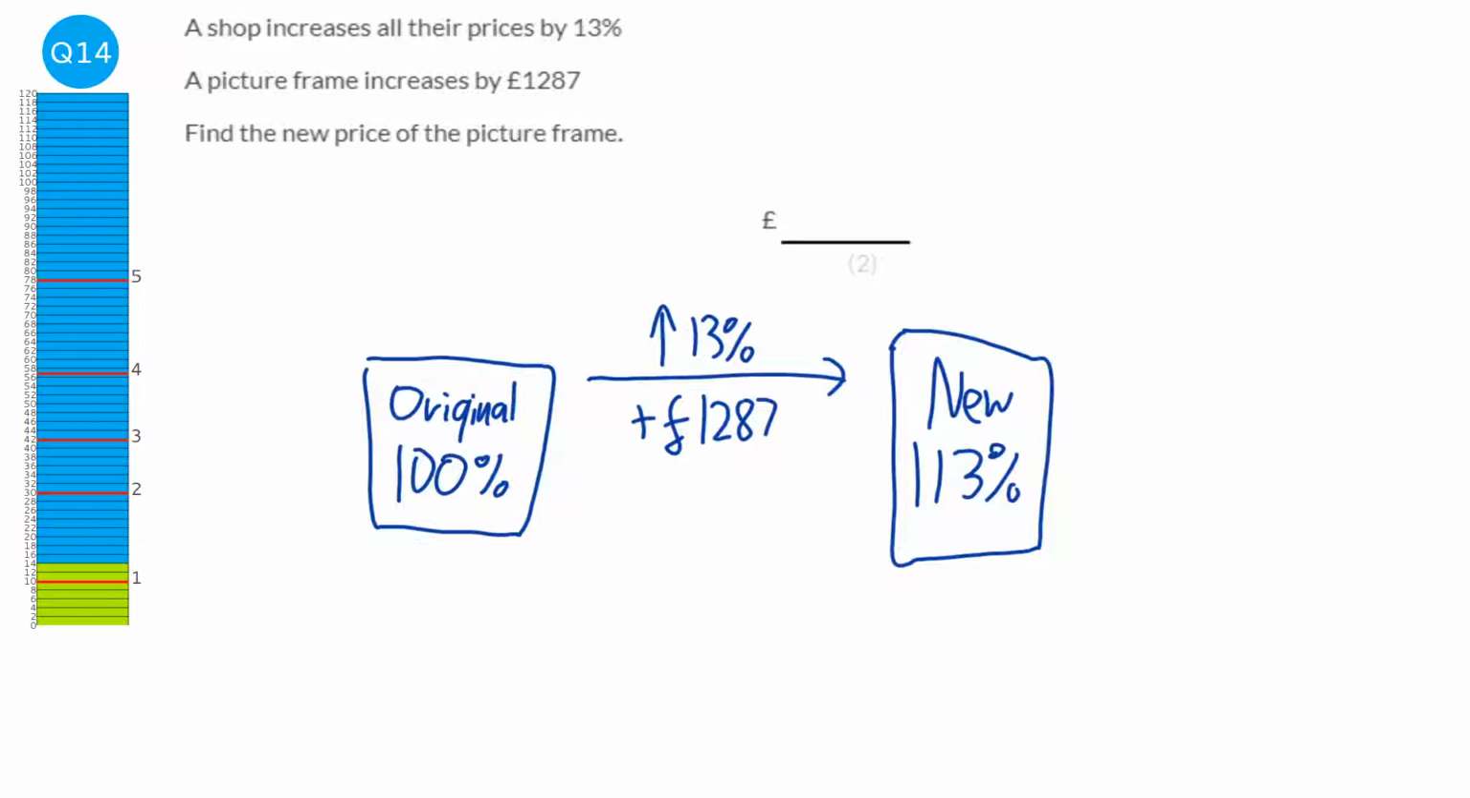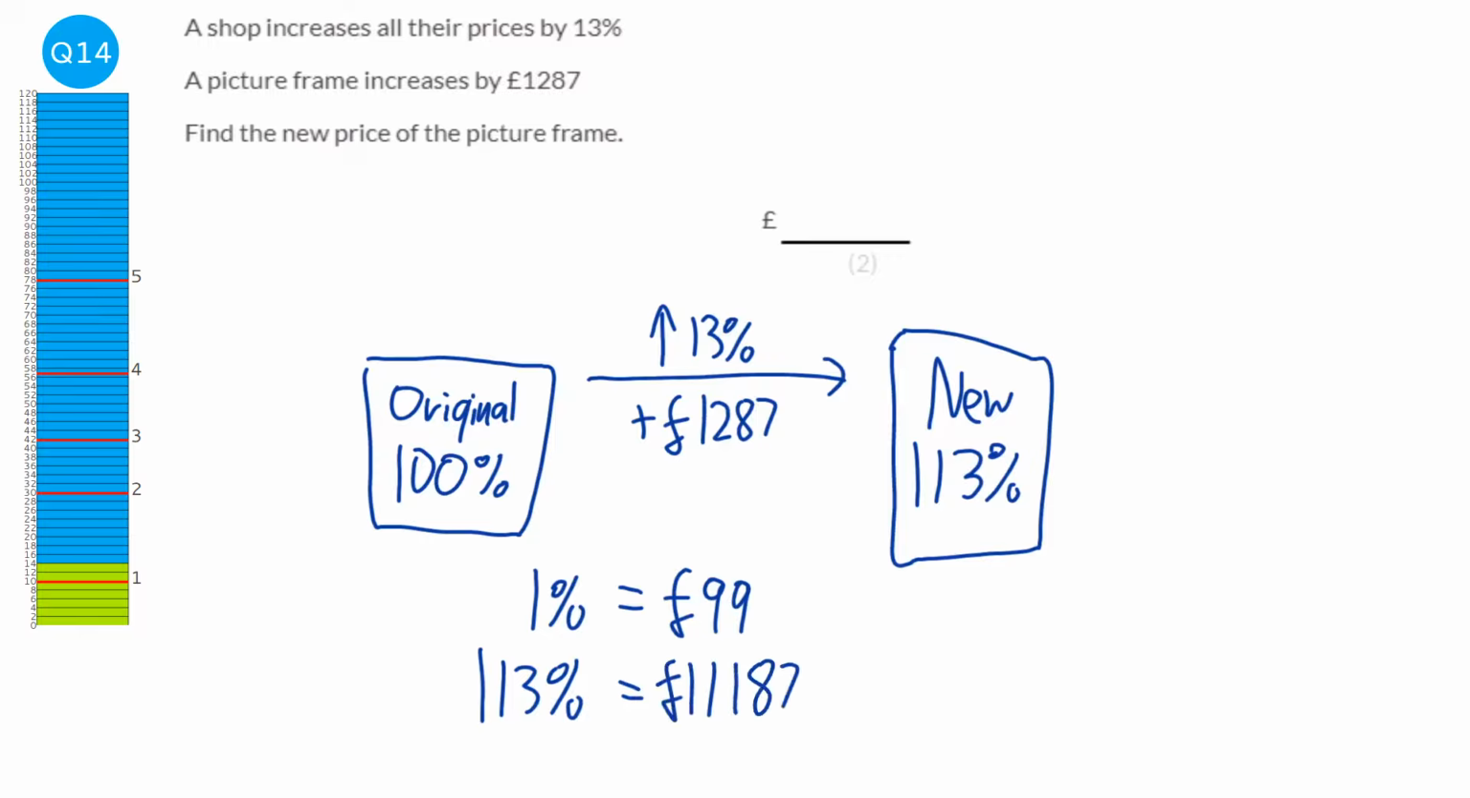So what we're going to do is we're going to work out what 1% of the price increase is. Instead of 13%, we're going to work out what 1% is. And we're going to do that by dividing the amount by 13, and we get 99. So 1% represents £99. So 1% of the original represents £99. But the new amount is 113%. So we need to times the £99 by 113, which gives us £11,187.